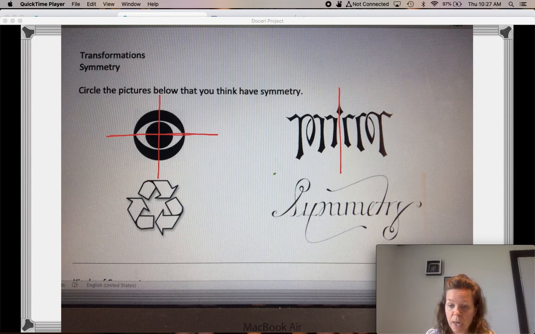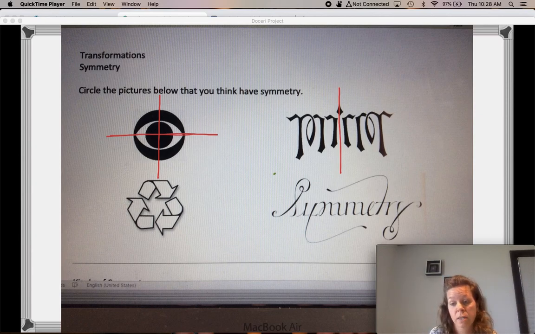So I said there's two different kinds of symmetry we're going to talk about, and this one is this folding type of symmetry. The other is a rotational type of symmetry, and that's the idea that we want to take that figure and turn it around and have it match.